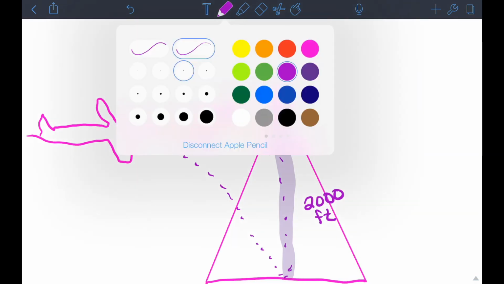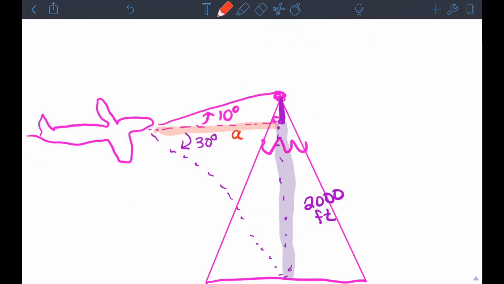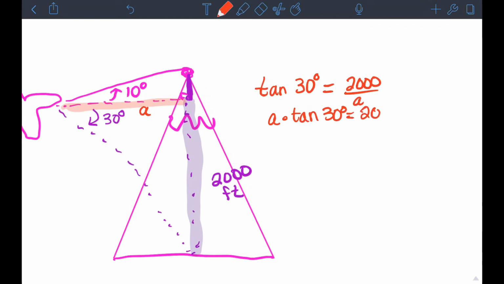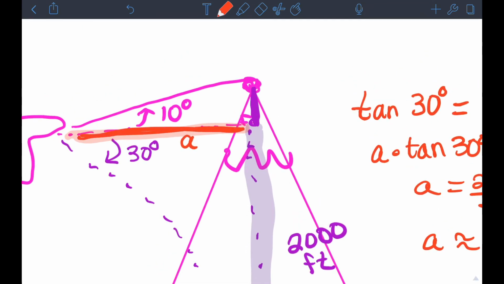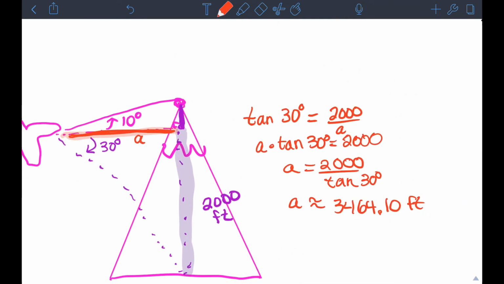So to start with, let's use the bottom triangle, and we can figure out what I highlighted in red, that side length right there. First, using our triangle on the bottom, I could go, hey, tangent of 30 degrees is equal to my opposite side divided by side A. If I do a little solving of that equation, multiply by A, and then divide by 2,000, I can get that side length in my triangle, even though it's not the one I'm looking for, is going to be 3,464.1 feet.